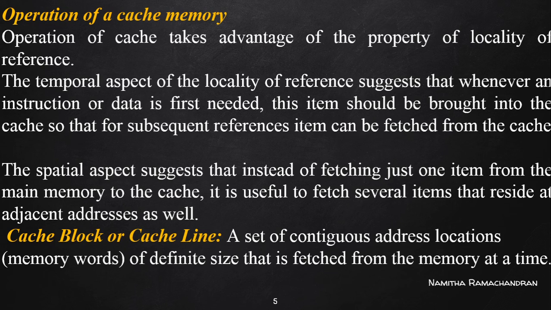So when the processor makes a second request to fetch a new memory word, that memory word is directly available in the cache memory. It will increase the speed of the memory access operation.